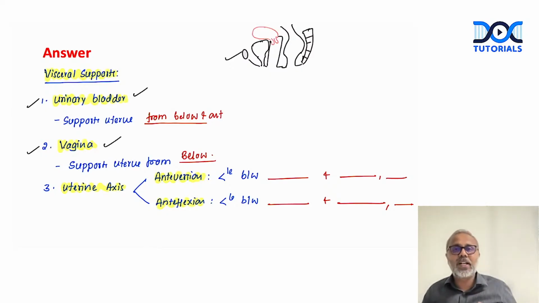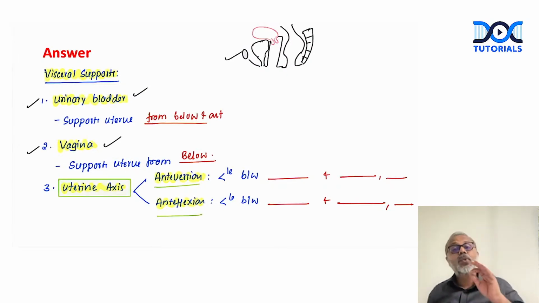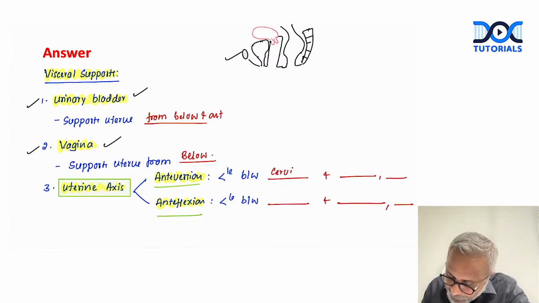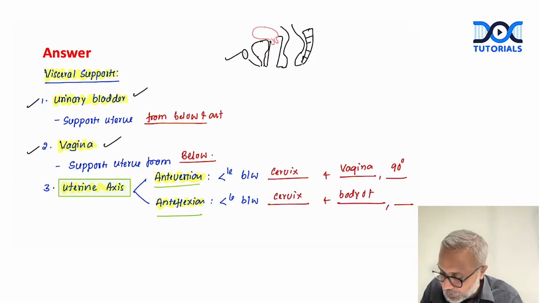So this simple diagram is enough to explain urinary bladder and vaginal supports. But in the visceral support, the most important topic, subtopic you need to mention is the uterine axis. You should never forget this. Anteversion, anteflexion. You need to define what is it and then probably write a diagram. We'll write a diagram, right? So what is anteversion? Anteversion is the angle between the cervix and the vagina, and normally it is about 90 degrees.